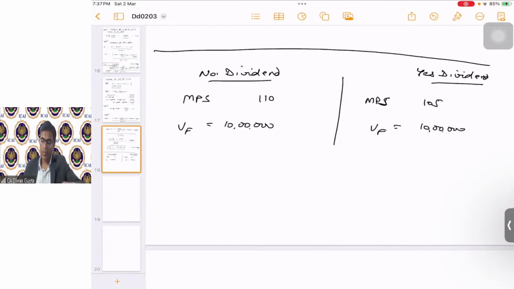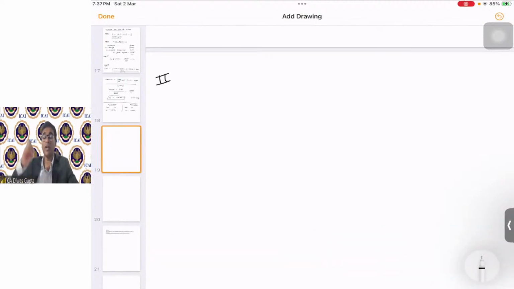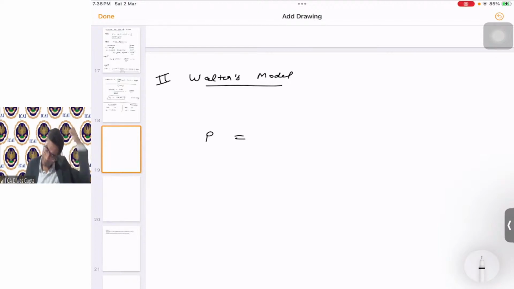Okay. Now, let's come to the second theory, students. This is also an interesting one. Now we are talking about the relevance theory. Relevance theory, we have Walter's model. Okay. Now to understand Walter's model, we have to understand this formula, which is P is equal to D divided by KE. Correct? So price is equal to dividend divided by cost of equity. Now dividend is just a basic dividend. So tell me, students, whether the price will be only reflective of dividend or whether it will also include something else.